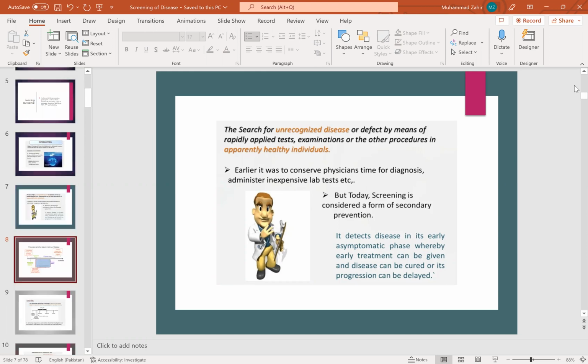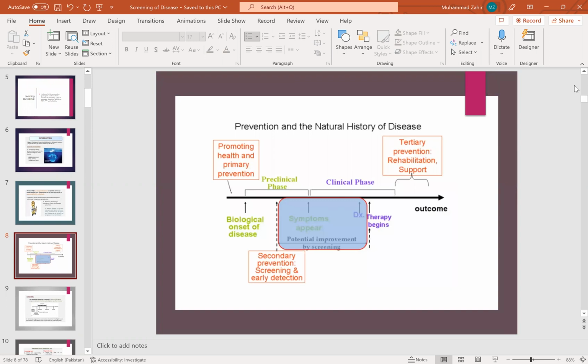If we see the prevention and natural history of this disease, you can see the biological onset of the disease starts from here to the outcome. This is the promoting health and primary prevention area. This is the tertiary prevention, which is rehabilitation support. In the preclinical phase and clinical phase, this is the point which includes secondary prevention, which includes screening and early detection, where the symptoms appear and treatment after that. So a potential improvement by screening can be made.